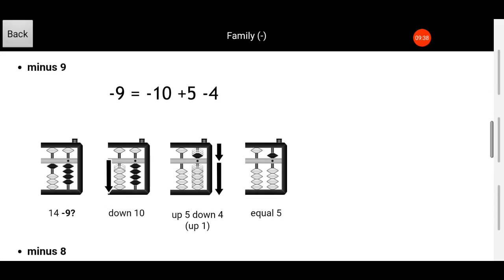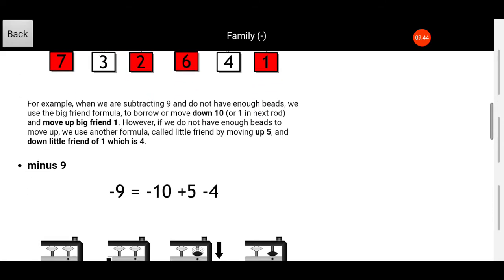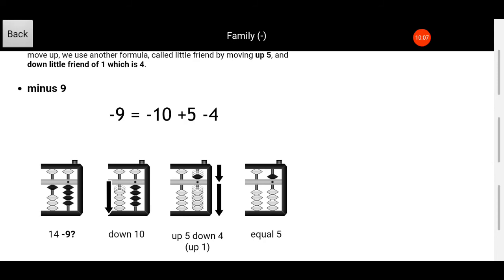14 minus 9 is easy, very easy. First we have to do down 10. For example, when we are doing this, we have to carry. It is also like this. Then down 10, then up 5, down 4, up 1 is equal to 5. Easy.